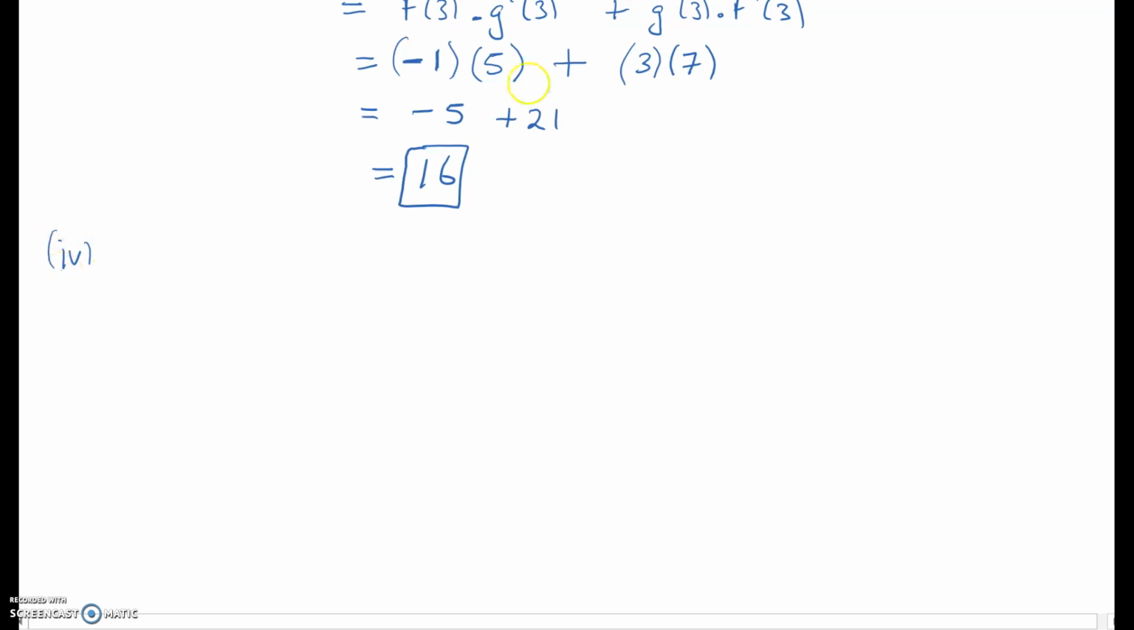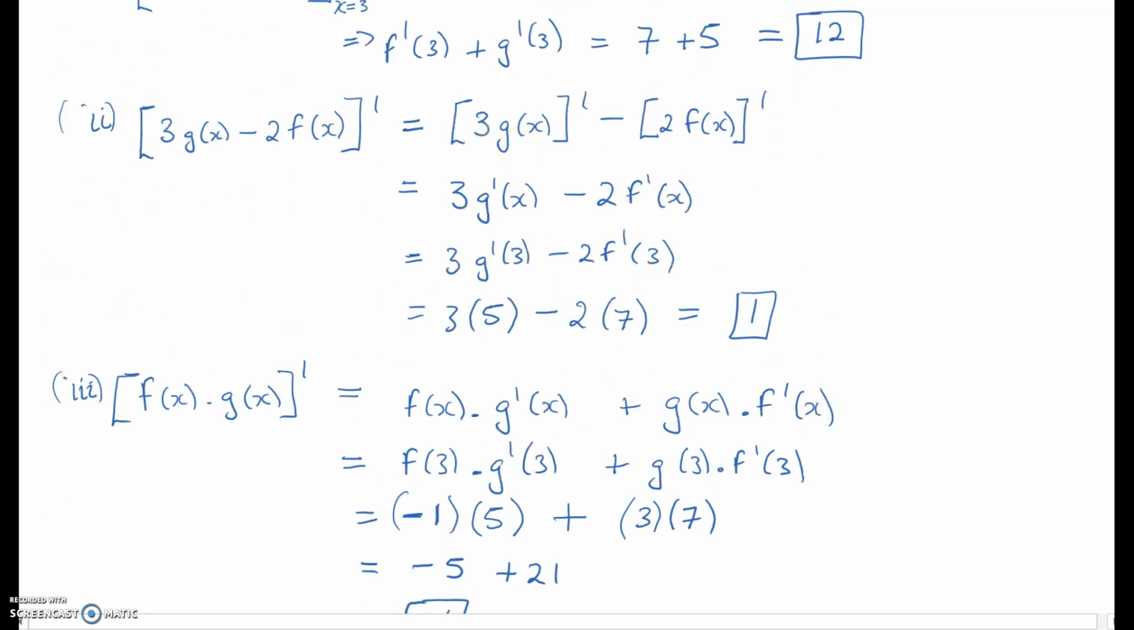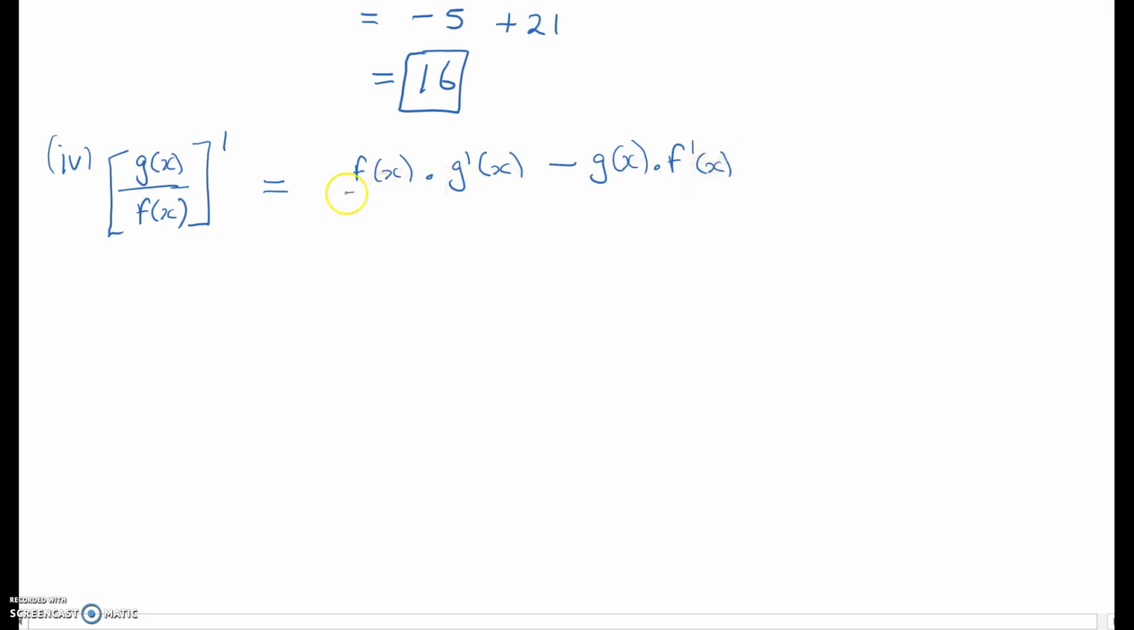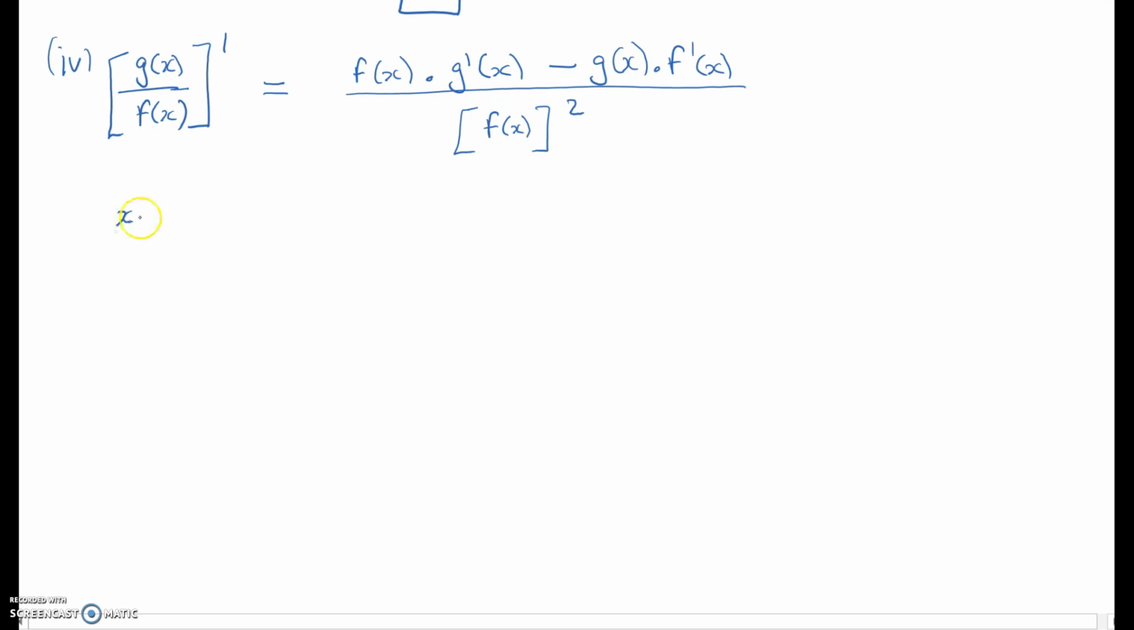Okay, we think I had one more of these. So part 4. And part 4 was g of x over f of x. We want the derivative of that. Okay, so that's how we indicate the derivative. Well, that's going to be a quotient. So the quotient rule is the bottom by the derivative of the top, so f of x times g prime of x, minus the top by the derivative of the bottom, f prime of x, all over the bottom squared, f of x squared.